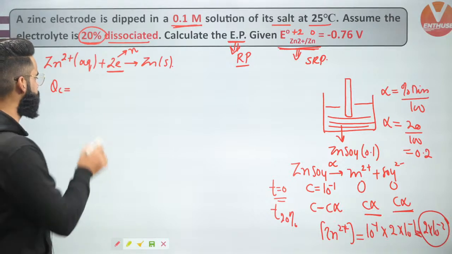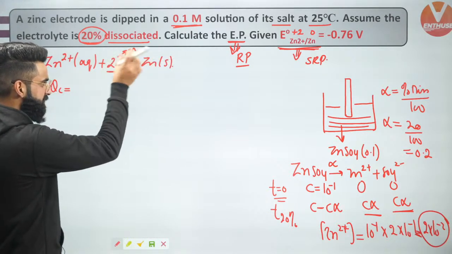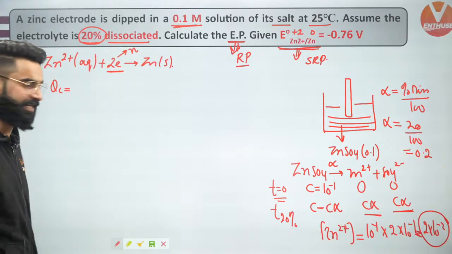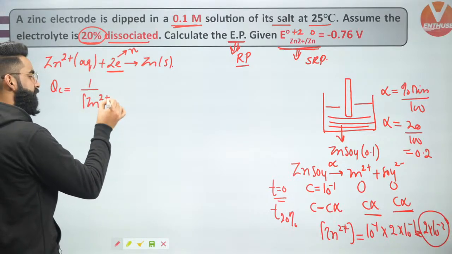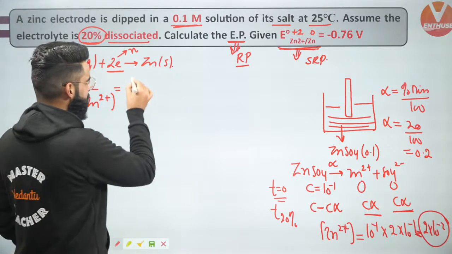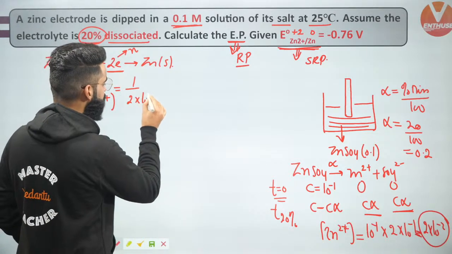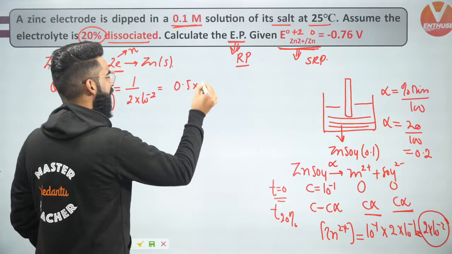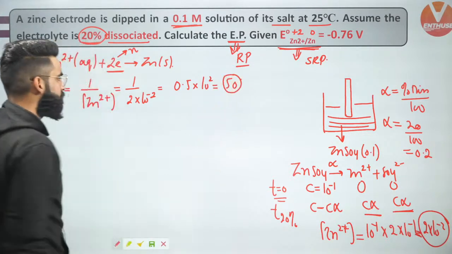Can I say QC value is going to be equal? I'll be starting from the product. Product right here is in solid form. For the substance which will be in pure solid form, its active mass is taken as constant, which will be taken as 1 divided by concentration of Zn2+ in the solution. Concentration of Zn2+ in the solution we got to know as 2 multiplied by 10 to the power minus 2. So 1 by 2 is 0.5, and with the 10 to the power 2, it's going to be 50.